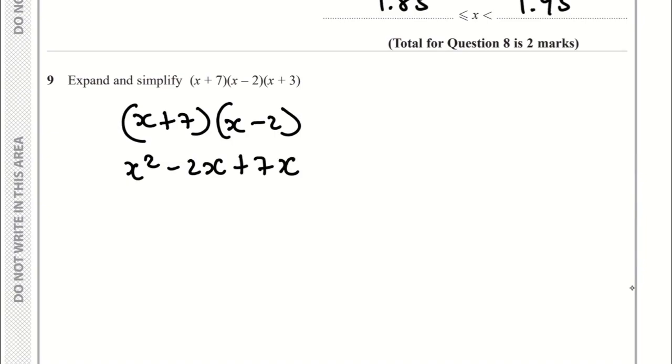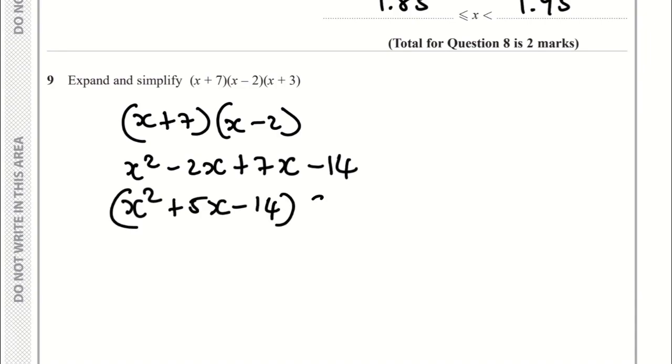7 times negative 2 is negative 14. If you simplify this, you have x squared, negative 2x plus 7x is plus 5x, and then negative 14. So we're going to bring in the last bracket like this. X squared will multiply everything you have in this bracket, same for 5x and same for negative 14.